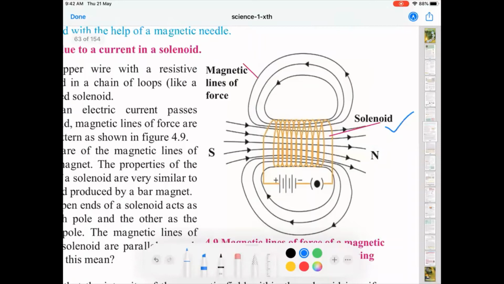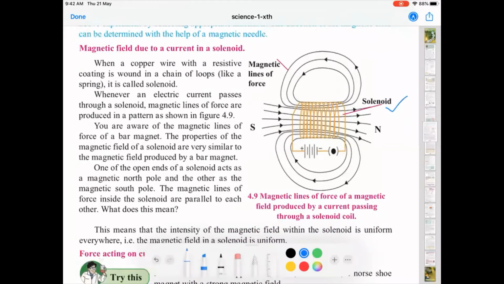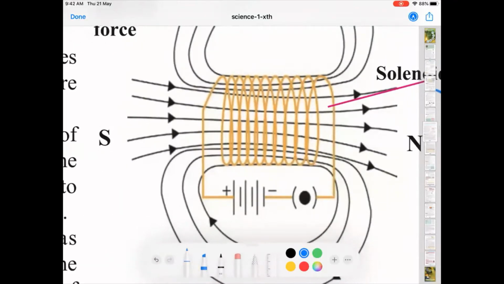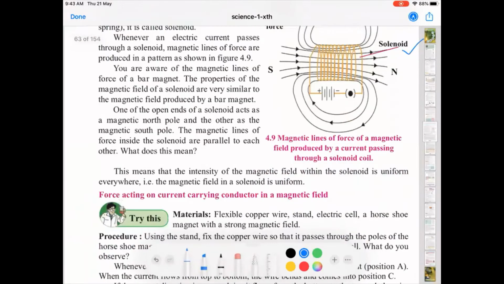So what is a solenoid? Basically, a solenoid is a coiled wire which has many loops. You can see the yellow part is the coiled wire, and when current flows through this coiled wire, it produces a magnetic field, and the magnetic field is, as I told you, exactly similar to that of a bar magnet. Let us read if anything is mentioned regarding this solenoid.